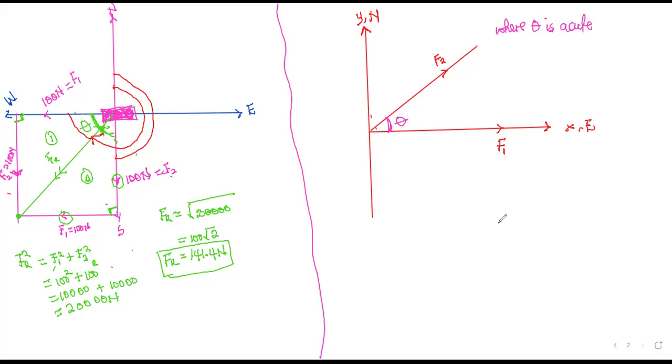Anita or Sidel, what is an acute angle? An angle less than 90. Anita, come again. An angle which is less than 90 degrees. Okay, so an angle which is greater than 0 but less than 90. Okay.